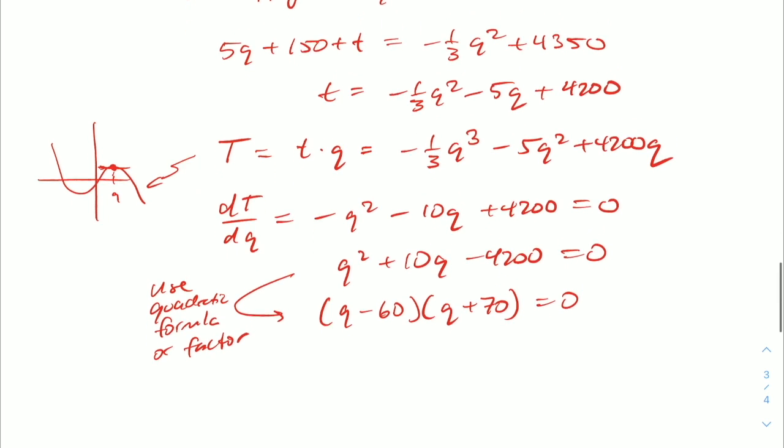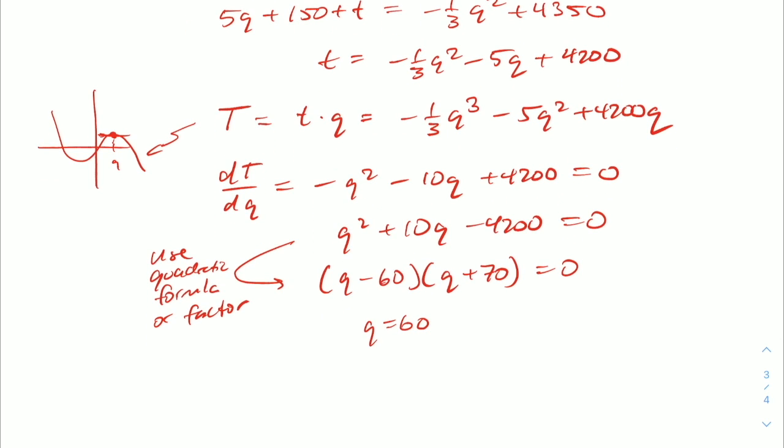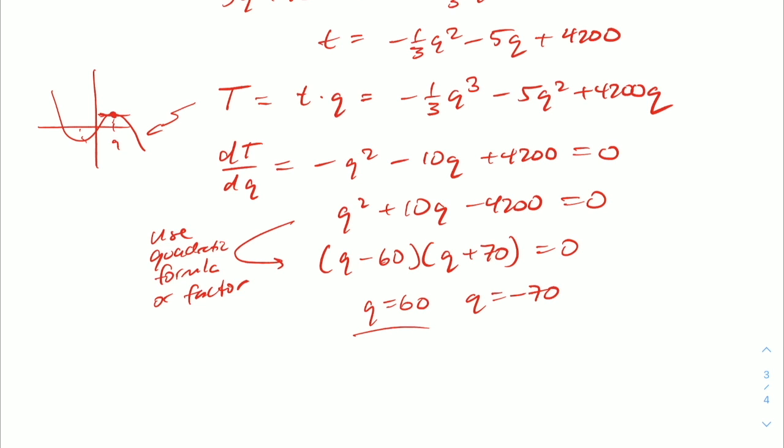Okay, so then we have two Q's. We have Q equals 60 and Q equals negative 70. The negative 70 corresponds to a local minimum. It's also not realistic. So 60 has got to be our correct quantity.